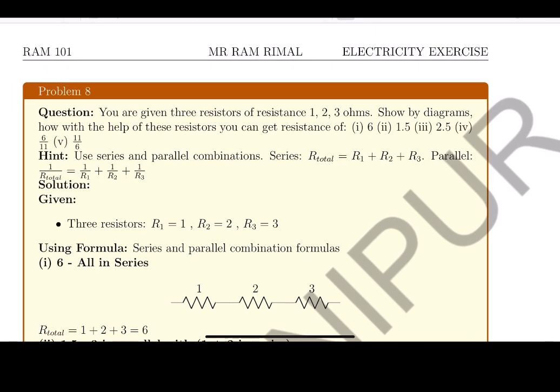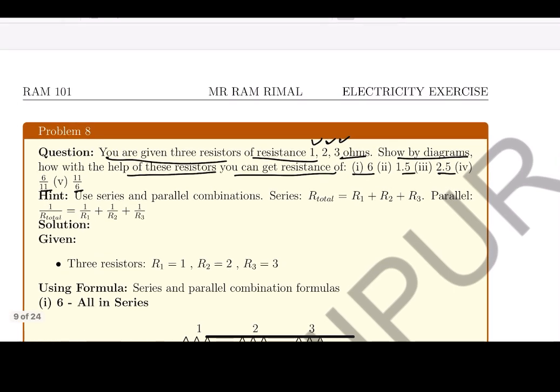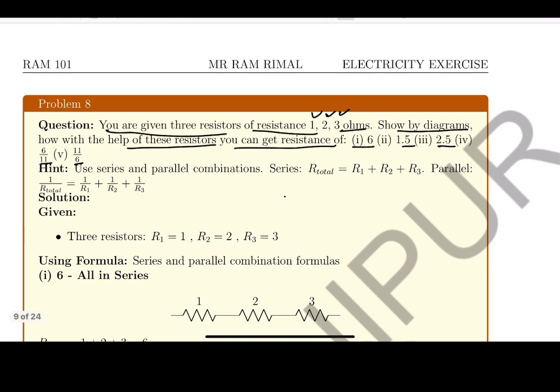Okay. Let's go to question number 8. What does question number 8 say? You are given three resistors of resistance 1, 2 and 3 ohm. So by diagram, how with the help of these resistors can you get resistances of 6, 1.5, 2.5, 6 by 11, 11 by 6. The best way to do this is take these 3 resistors, 1, 2, 3.